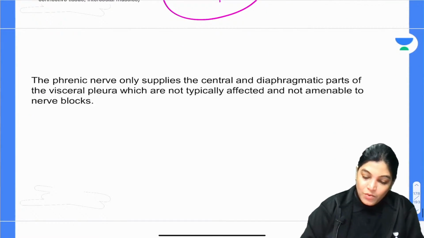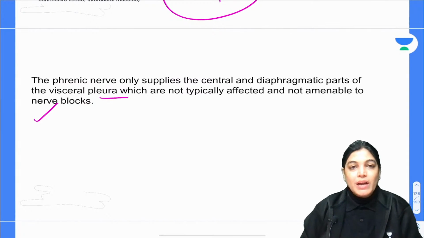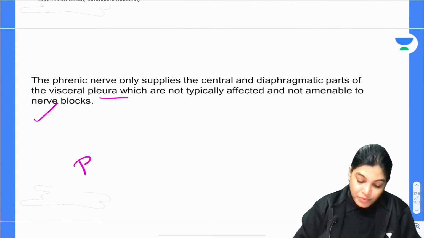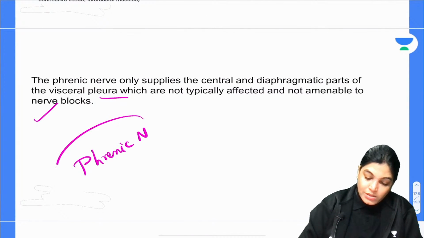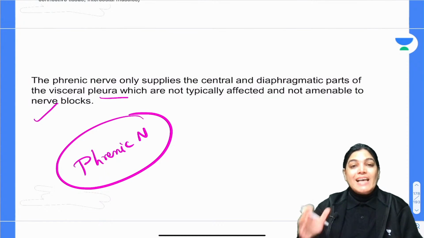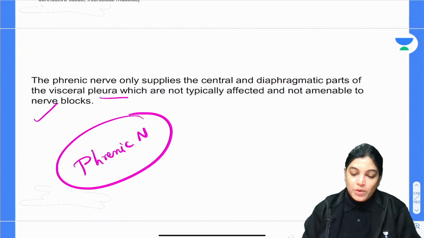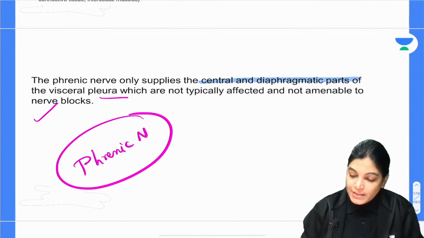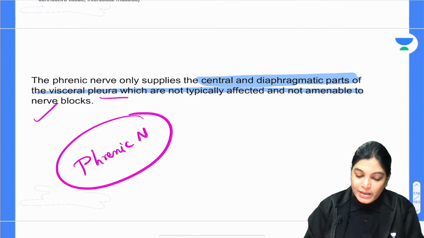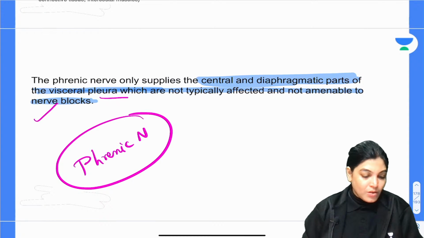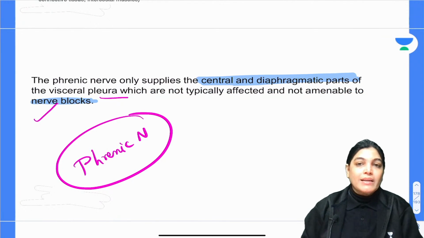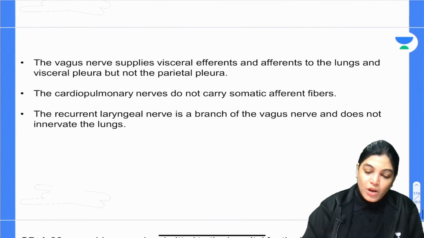Now, the phrenic nerve also supplies the central and diaphragmatic pleura. I can understand a few of the students can get confused with the phrenic nerve, because we know that phrenic nerve is also supplying the pleura. But if we want to know exactly which part of the pleura is getting innervation from the phrenic nerve, the answer is it is supplying the central and the diaphragmatic part of the pleura, which is not typically affected in the case of this nerve block. Got it? So this is the reason it is more on the diaphragmatic part and the central part of the pleura.